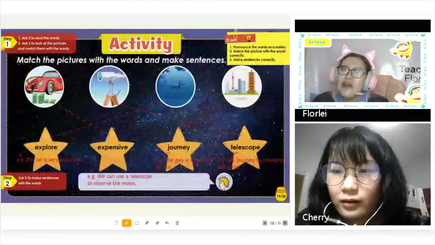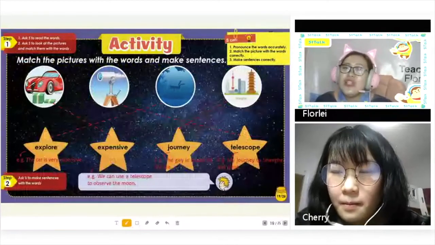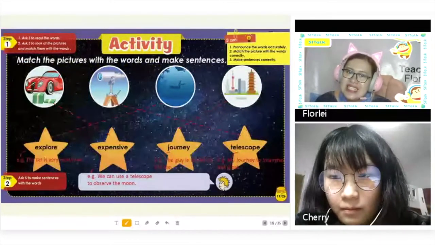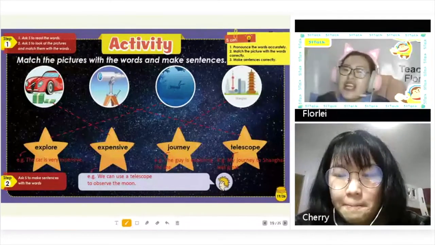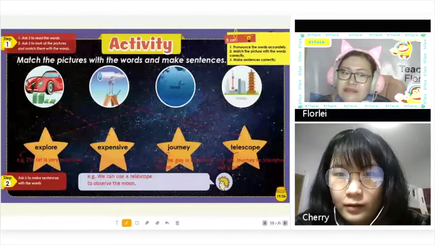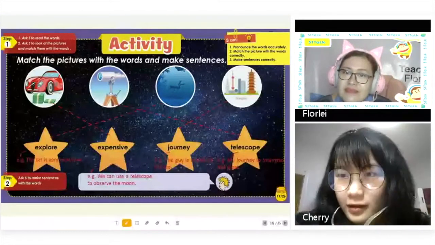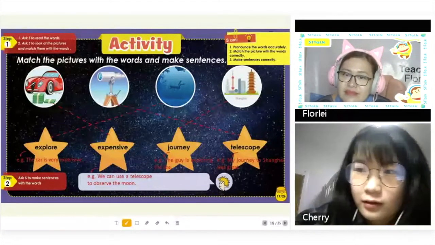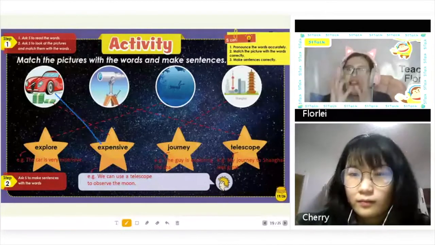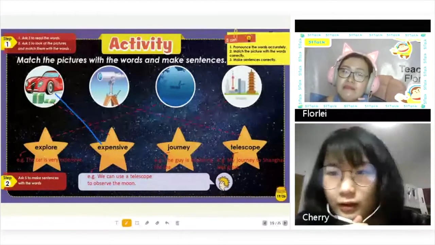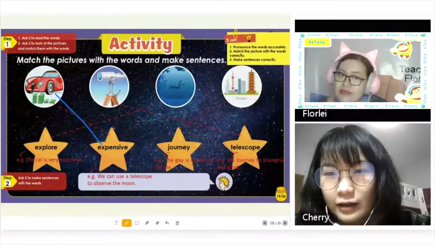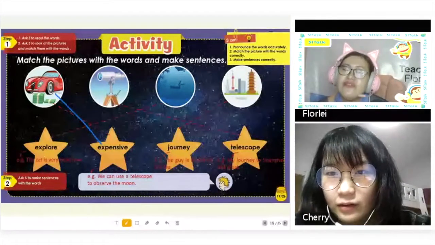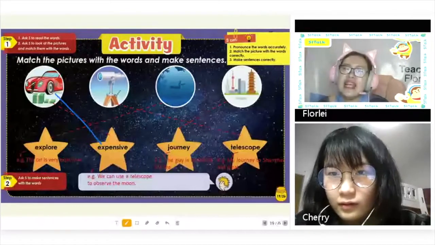Okay, let's go. Let's match the pictures with the words and make sentences. Can you match the pictures with the words? First it's expensive. Where is expensive? Very good. The car is very expensive. Very good. Next.